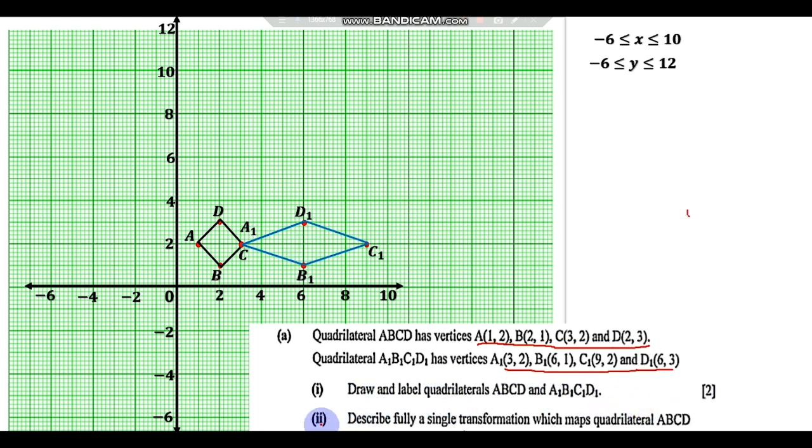Let us go to Roman numeral 2. Describe fully a single transformation which maps quadrilateral ABCD onto quadrilateral A1, B1, C1 and D1. So they are asking us to describe the transformation that has shifted these points to this new shape. If you remember what we talked about, the first 3 are isometries, meaning they maintain the shape and the size of your object. They do not deform it.